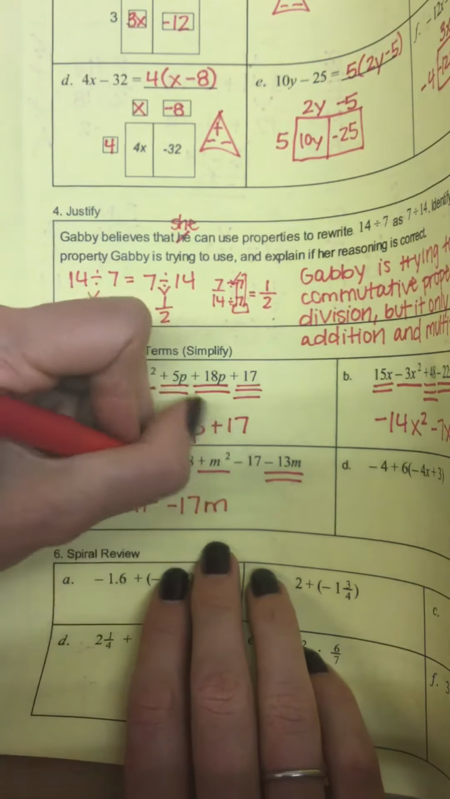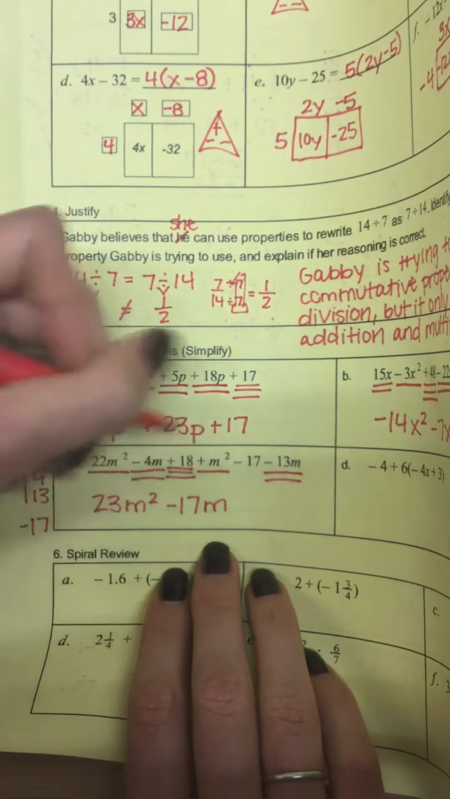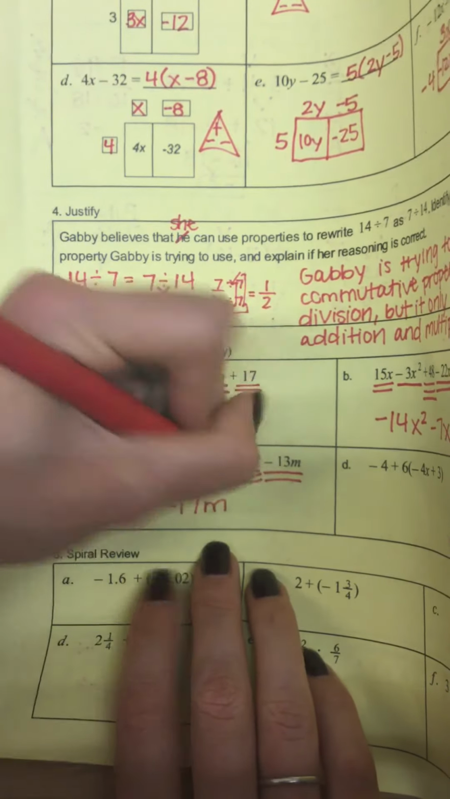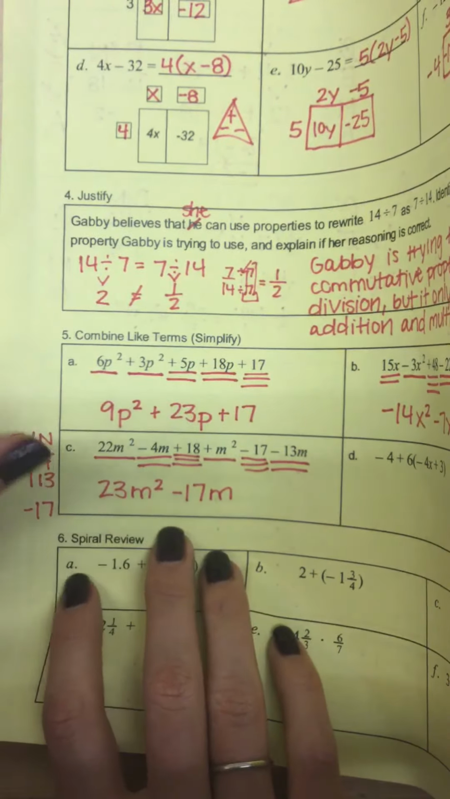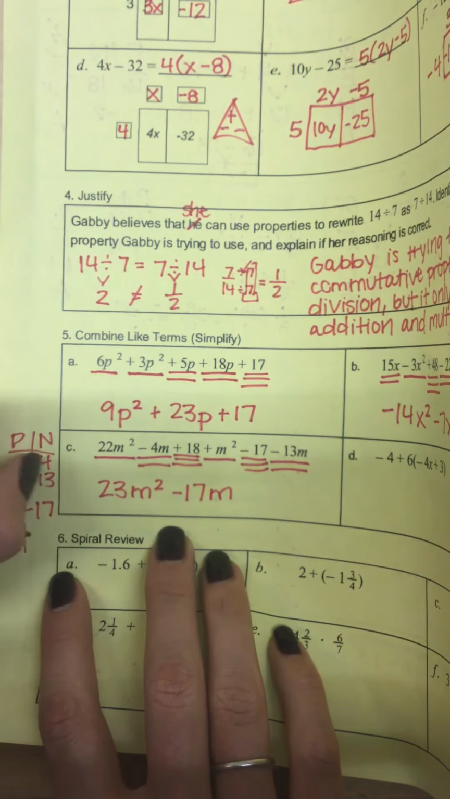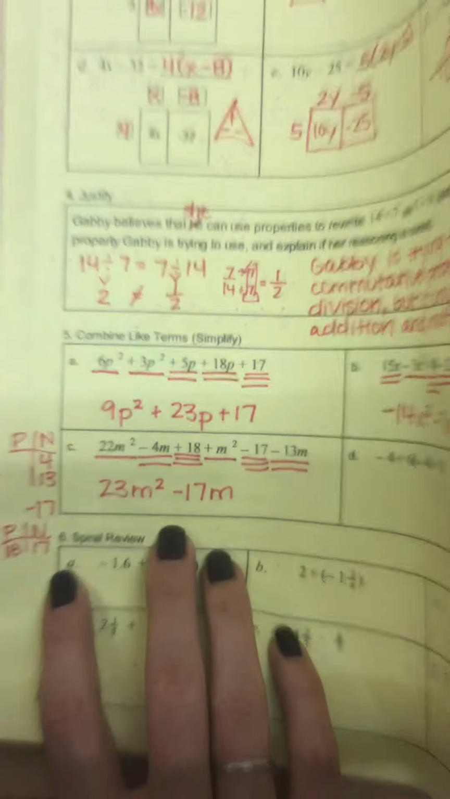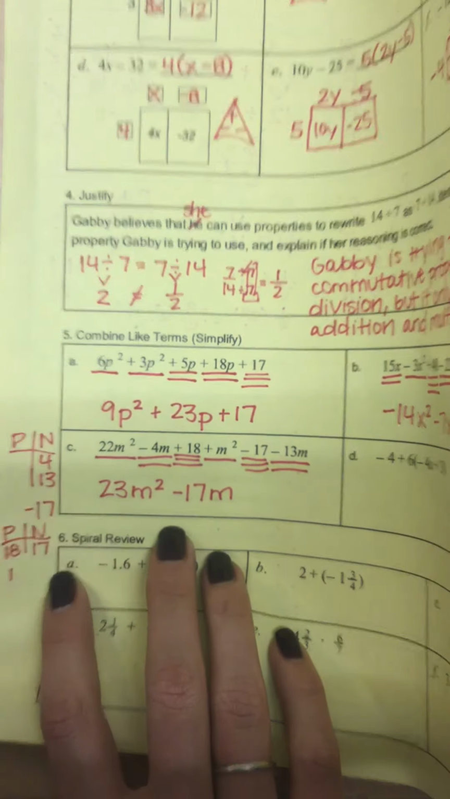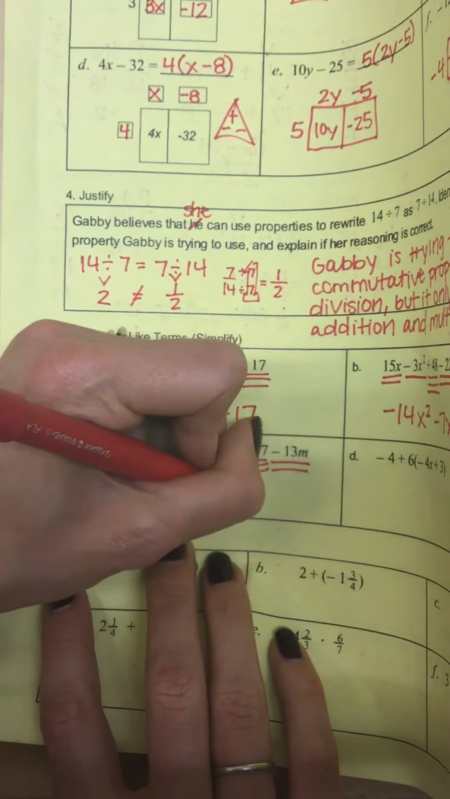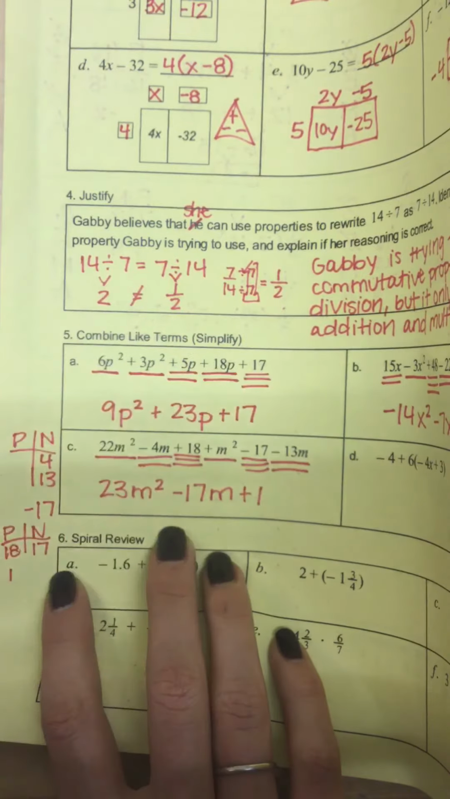Finally, I have a positive 18 and I have a negative 17. Again, I can think about my positive and my negative teams. I have positive 18, I have negative 17, or you could just think of this like a simple subtraction problem. 18 minus 17 is 1, and the positive team is winning, so we have a positive 1.